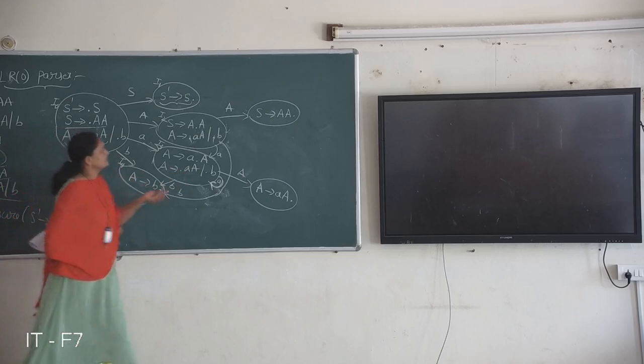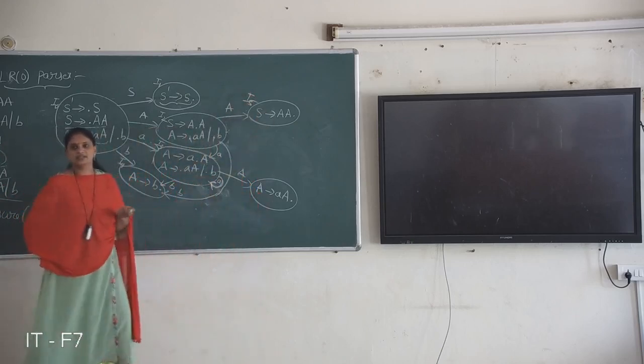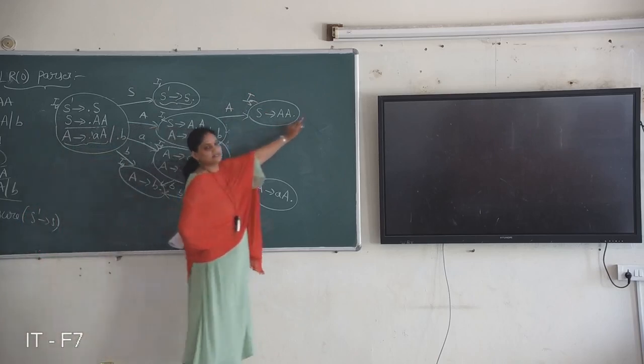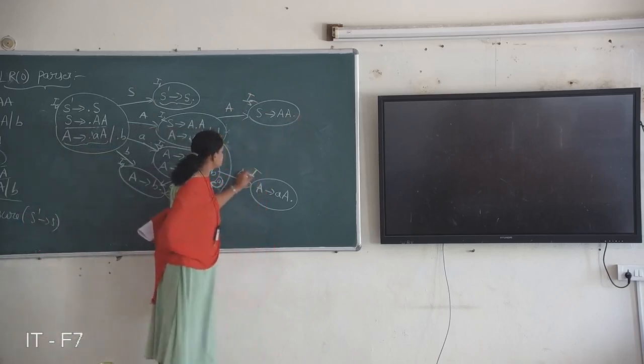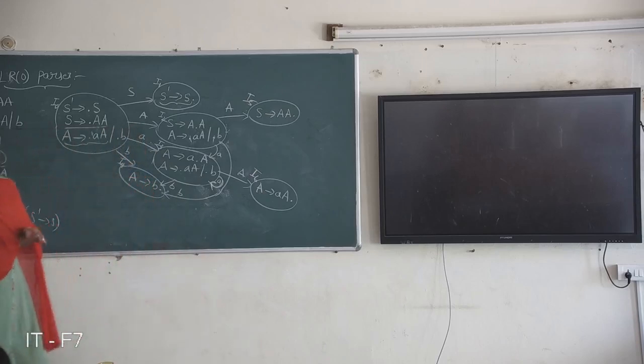This is I4. Next this is I5. So it is also a final item. No need to do any transition on this state. Next this is I6. So it is also a complete item and a final item. No need to do any transition on this state. This is the DFA. This is the given DFA for the given grammar.